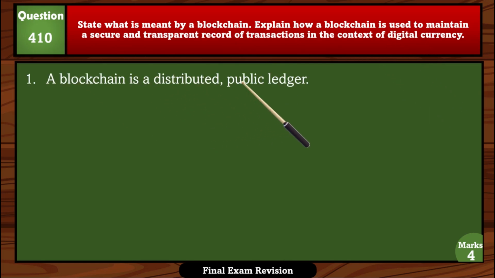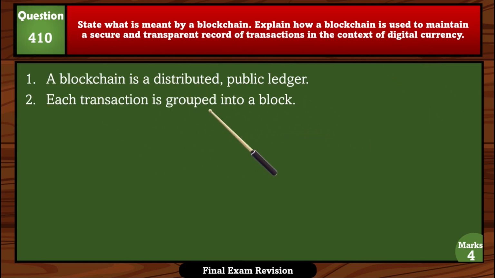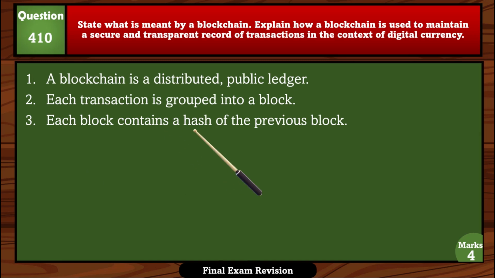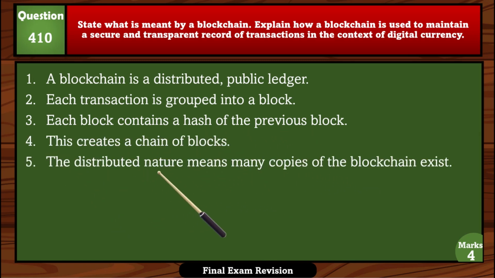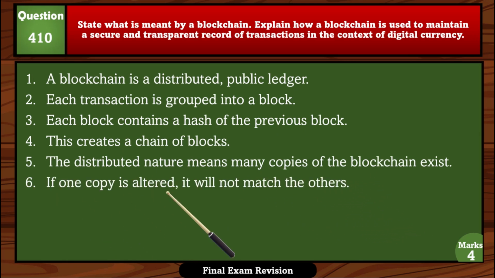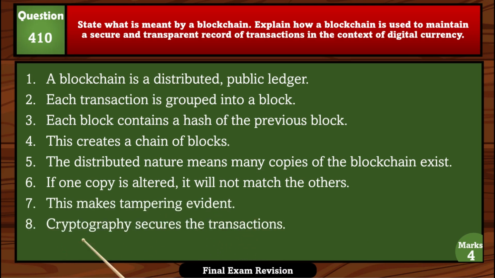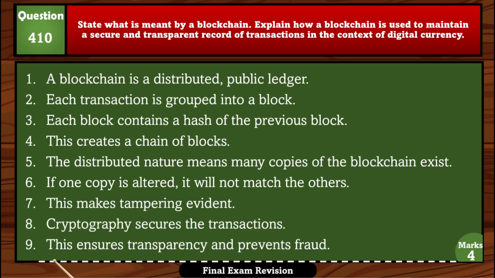A blockchain is a distributed public ledger. Each transaction is grouped into a block. Each block contains a hash of the previous block. This creates a chain of blocks. The distributed nature means many copies of the blockchain exist. If one copy is altered, it will not match with others. This makes tampering evident. Cryptography secures the transactions. This ensures transparency and prevents fraud.